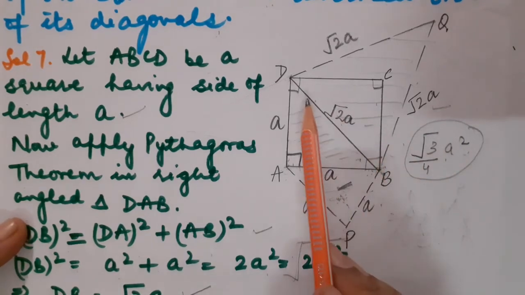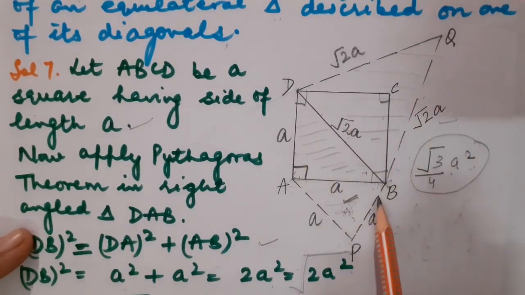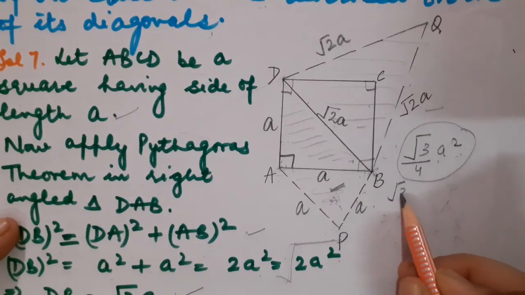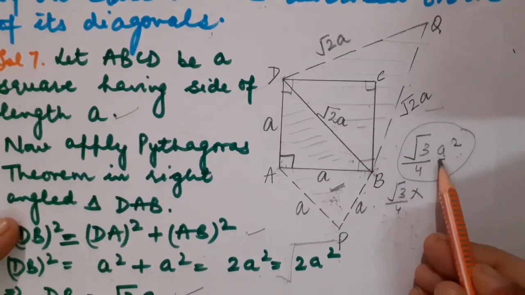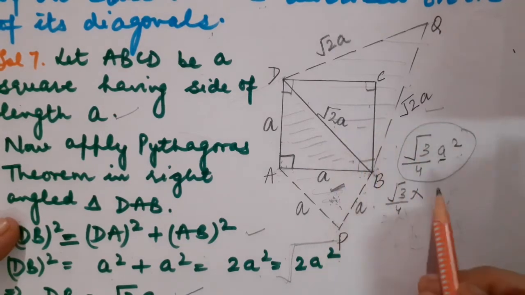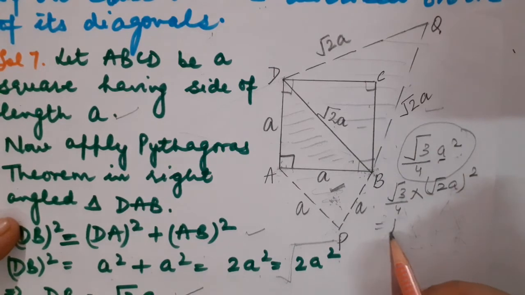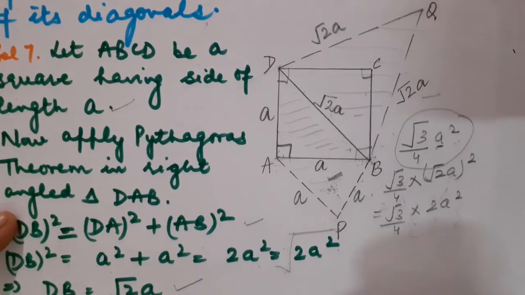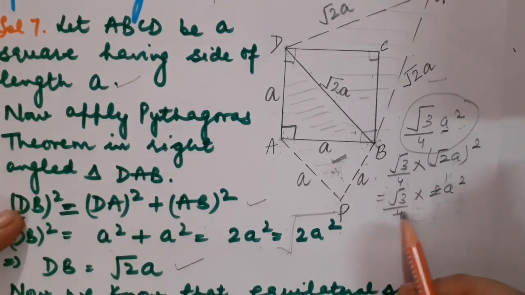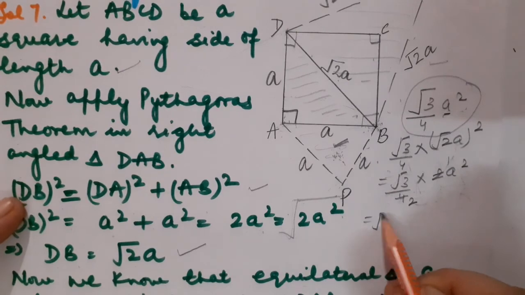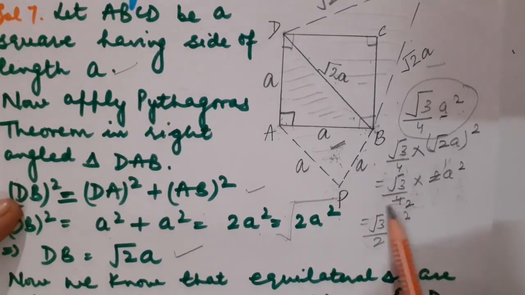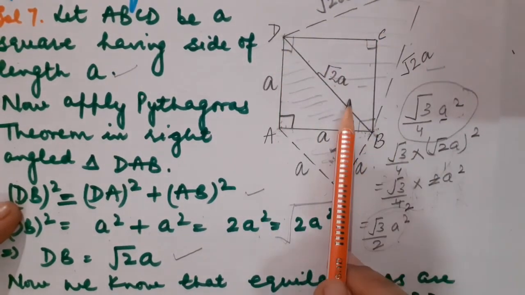Clear? Now let us calculate the area of triangle DQB. So it would become root 3 by 4 into, in place of a, that is in place of side, I am going to write root 2a. And then again it would be whole square. So it would become root 3 by 4 into 2a square. Clear? Let us cancel them. 2 ones are 2, 2 twos are 4. So I have got root 3 by 2 a square. Clear? This is the area of the bigger equilateral triangle, which is described on the diagonal of the square.